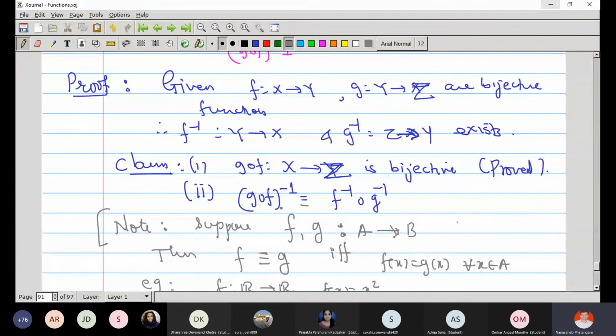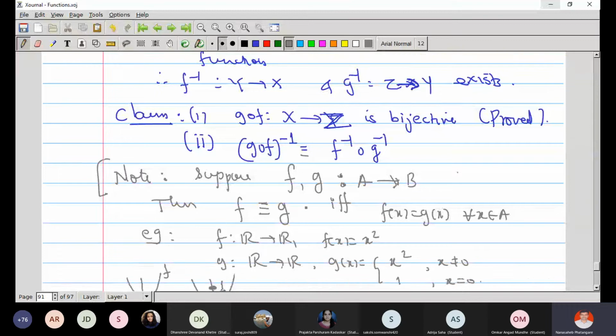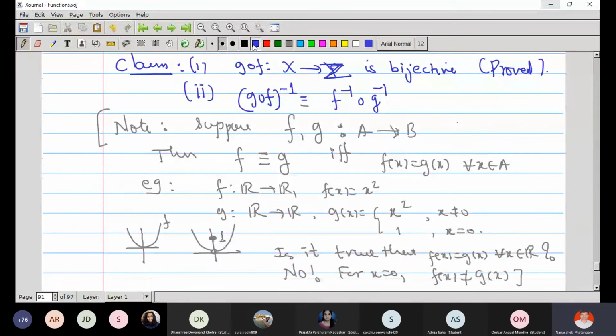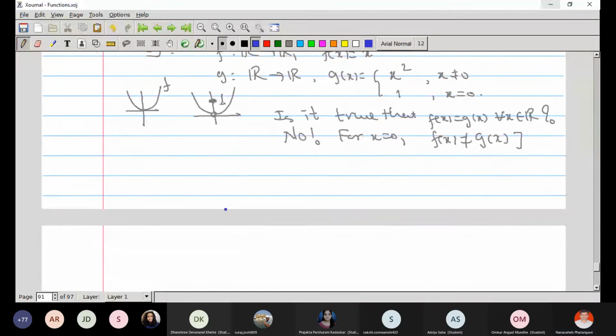And what is our second claim? Our second claim is that the left-hand side is g composite f inverse as a function, and the right-hand side is f inverse composite g inverse as a function, and we want to say that these two are the same. So now our claim is clear: what we wish to prove.